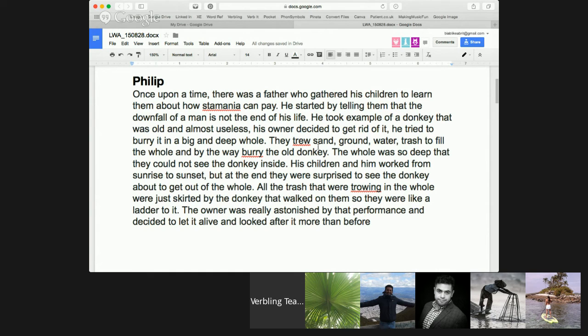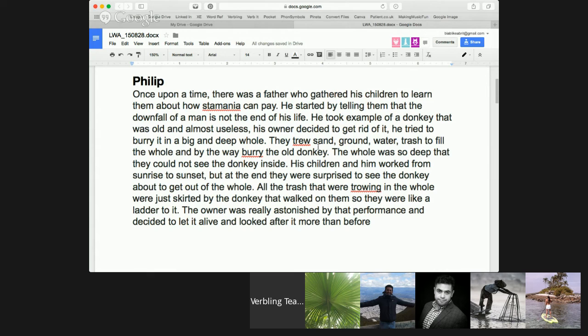His children and him walked from sunrise to sunset, but at the end they were surprised to see the donkey about to get out of the hole. All the trash that were thrown in the hole were just scattered by the donkey that walked on them, so they were like a ladder to it.